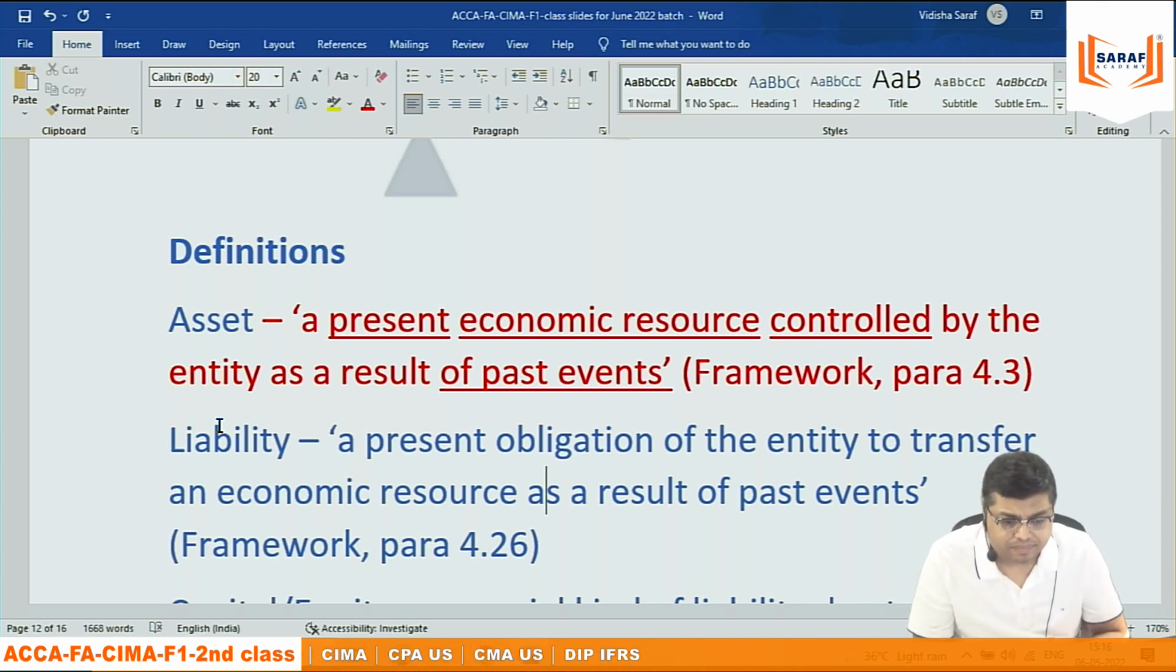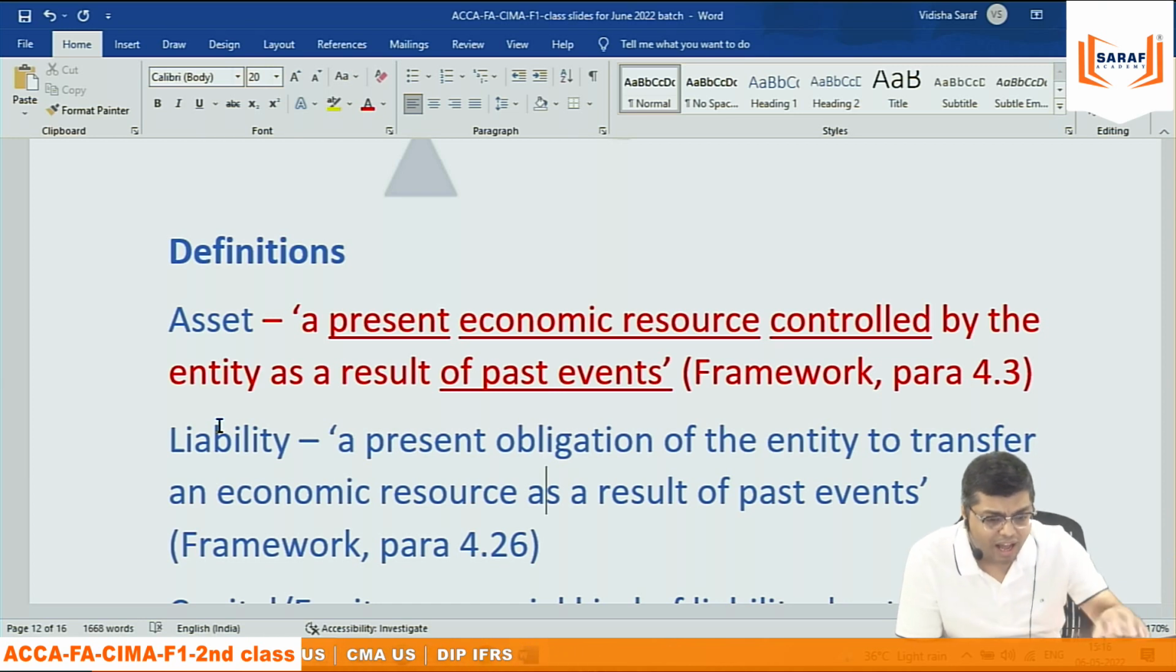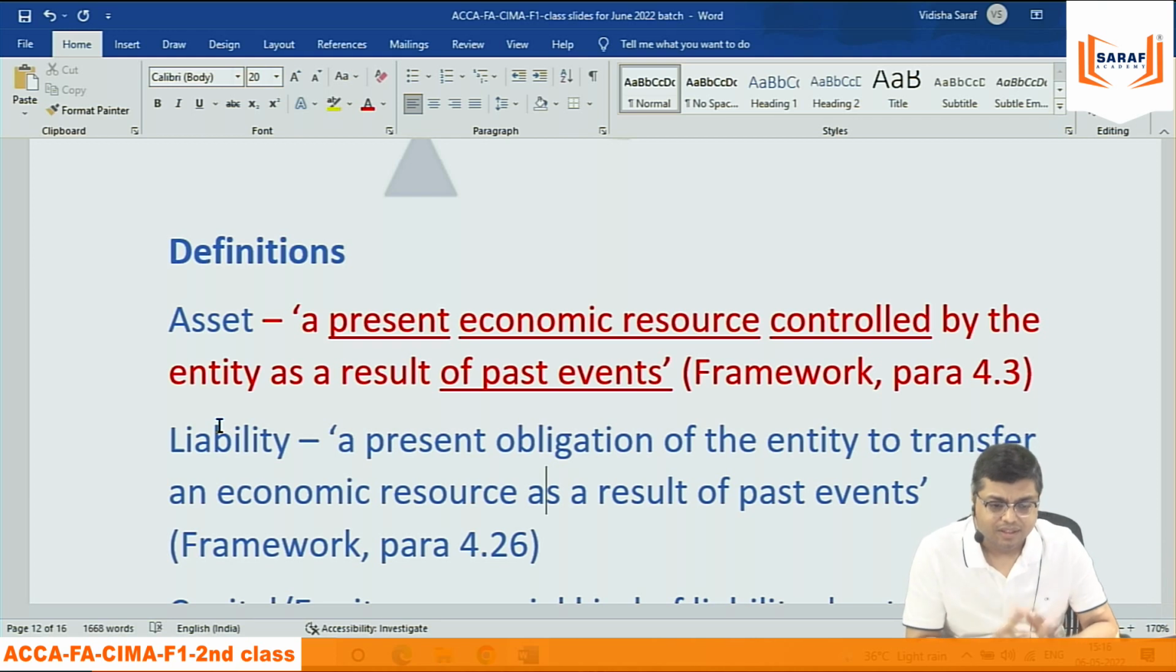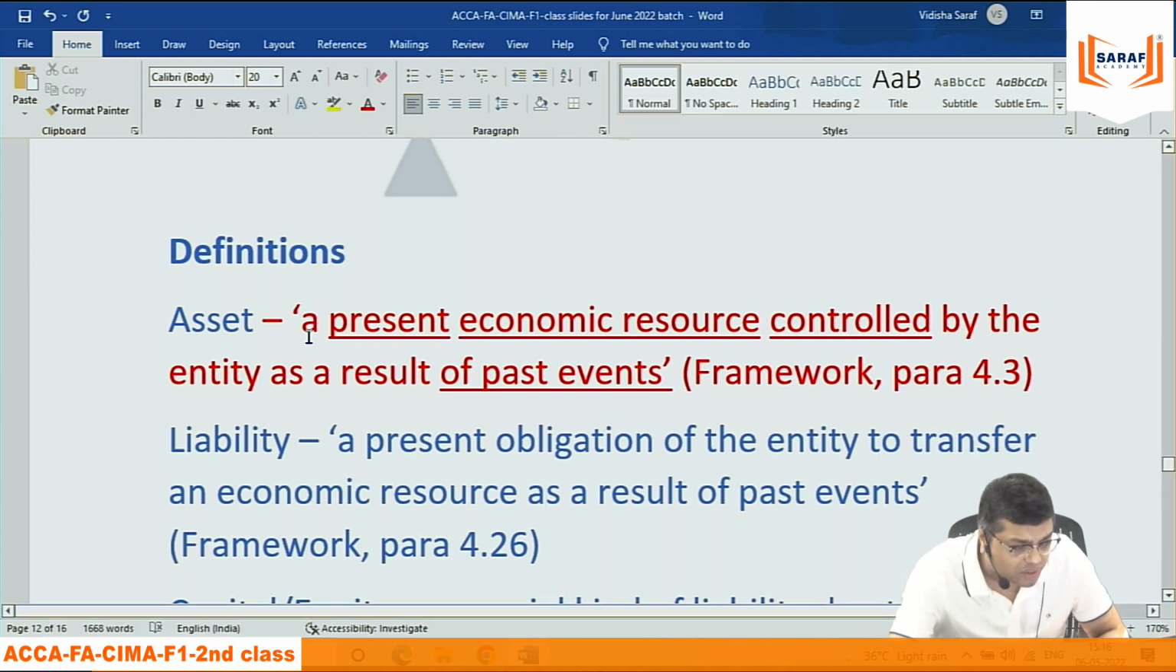Can I say? Everybody. Forget the definition. Can I say that land, building, plant, machinery, property, computer, laptop, furniture, fixture, camera are all assets of Saraf Academy? Can I say? Everybody will say yes. Now these things you go into the definition.